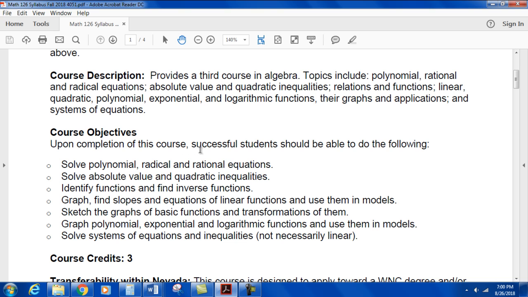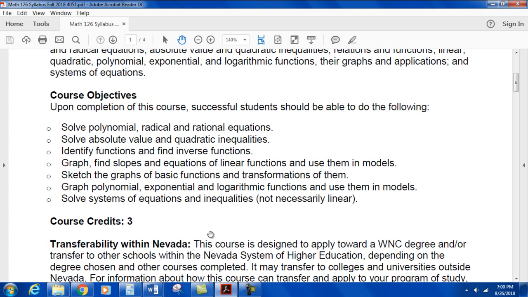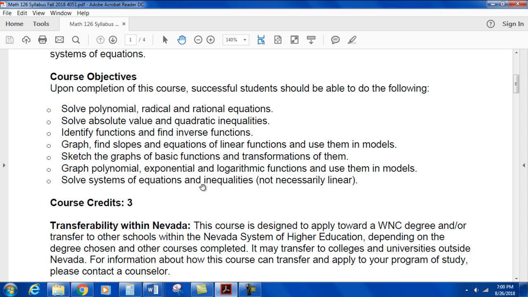Upon completion of this course, successful students should be able to do the following: solve polynomial, radical, and rational equations, solve absolute value and quadratic inequalities, identify functions and find inverse functions, find slopes and equations of linear functions and use them in models, sketch the graphs of basic functions and transformations of them, graph polynomial, exponential, and logarithmic functions and use them in models, solve systems of equations and inequalities, not necessarily linear though.